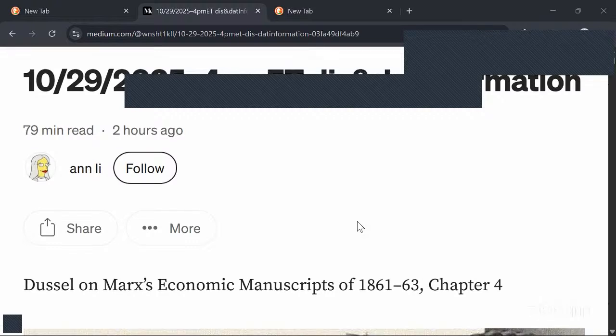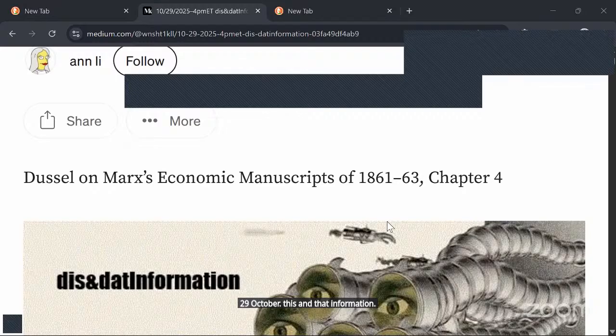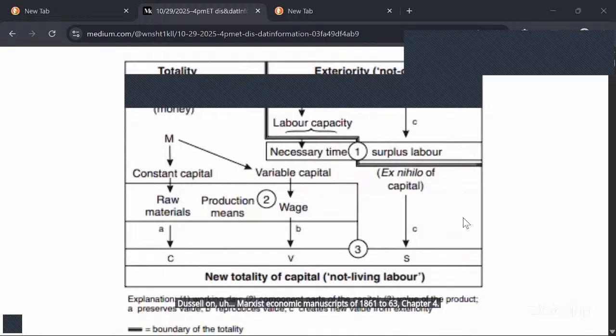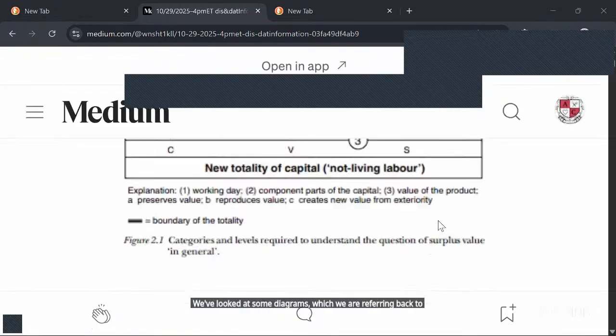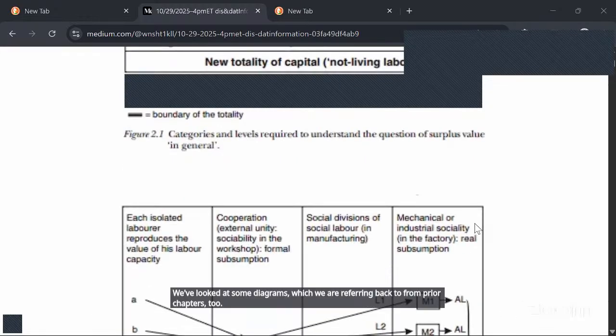29 October. This and that information. Dussel on Marx's economic manuscripts of 1861 to 63, chapter 4. We've looked at some diagrams, which we are referring back to from prior chapters 2 and 3.